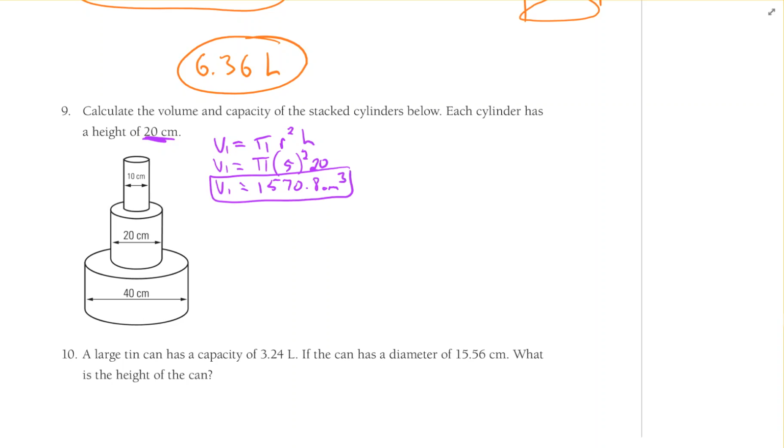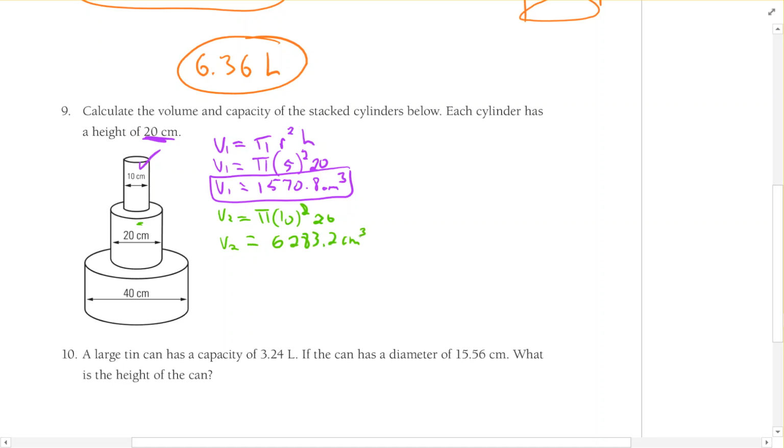Okay, so we got this one figured. Now we're just going to move on to the middle one. That's going to be V2. It's going to be pi times, but this time it's going to be 10 squared times 20. So V2 is going to be 6,283.2 centimeters cubed. And I need that for later.